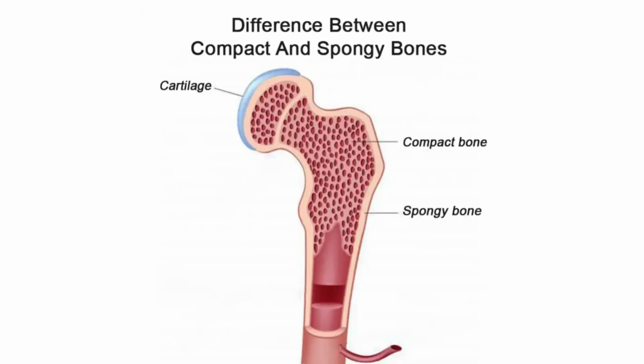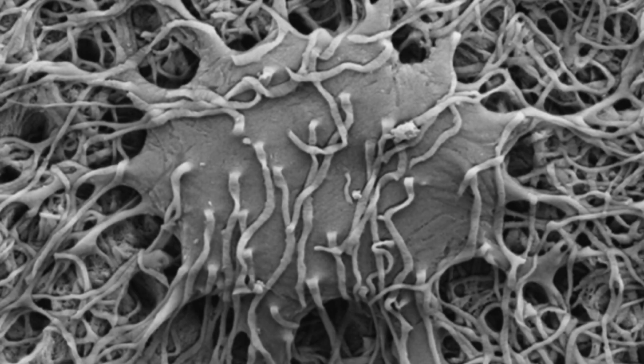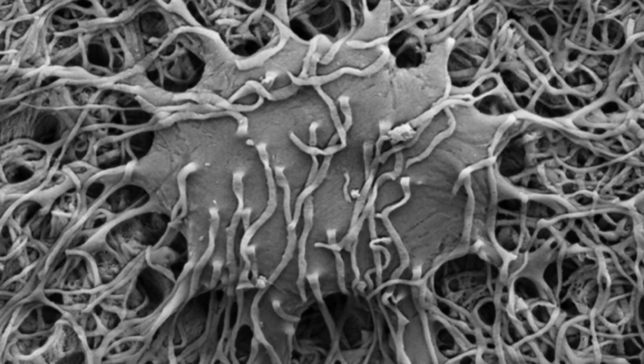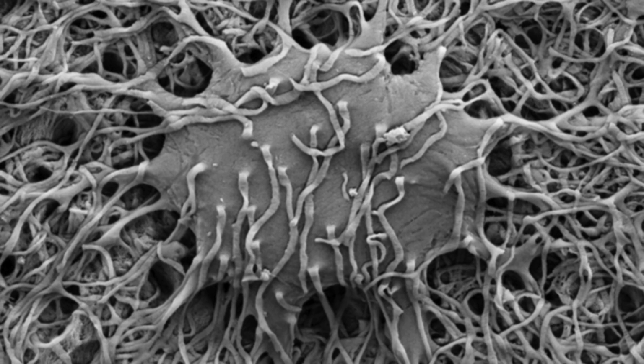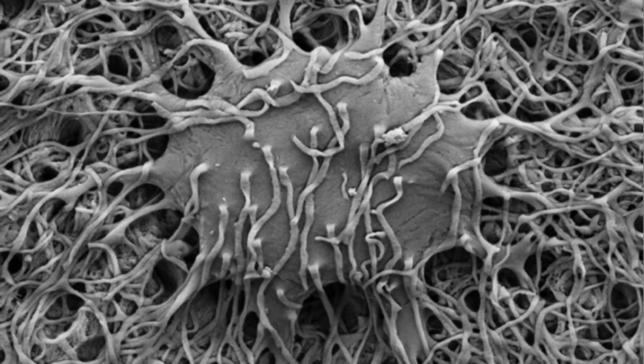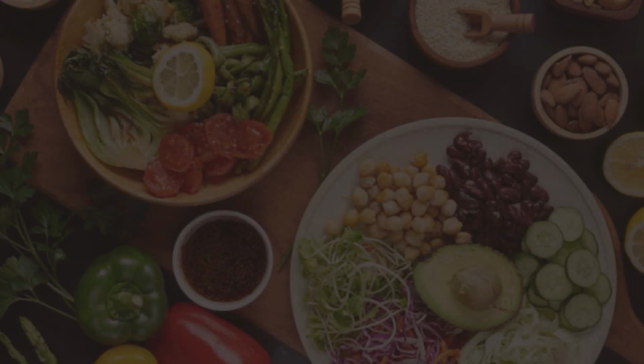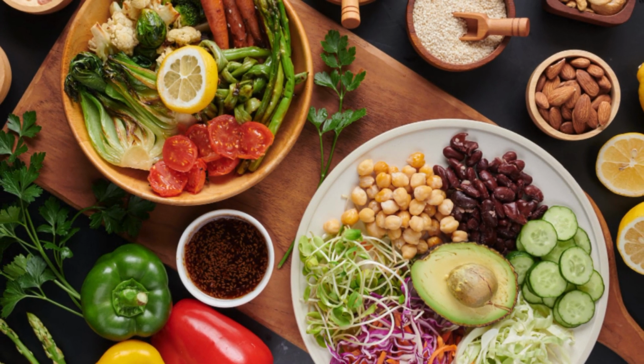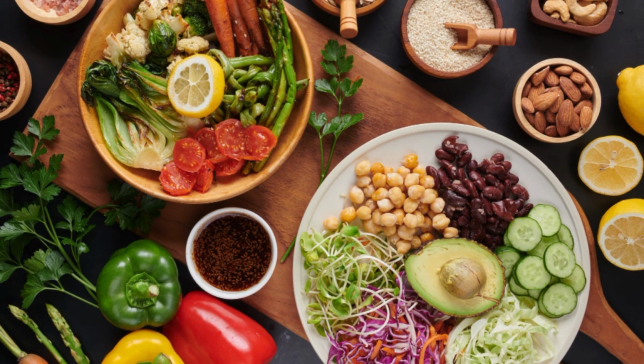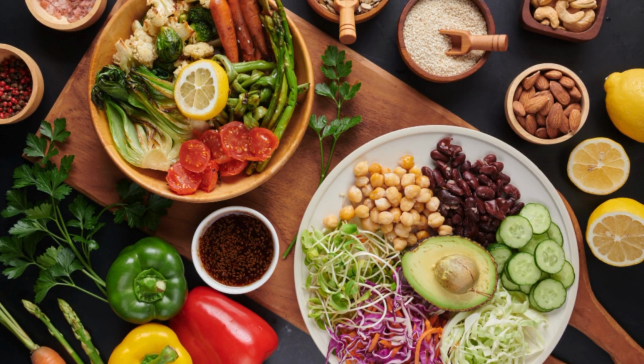Bones are made up of two main types of tissue: compact bone and spongy bone. Compact bone is dense and provides strength, while spongy bone is porous and lightweight. Both types of bone tissue contain cells called osteocytes, which are responsible for maintaining bone structure and repairing damage. Bone health is crucial for overall well being as bones provide structural support for the body and protect vital organs.